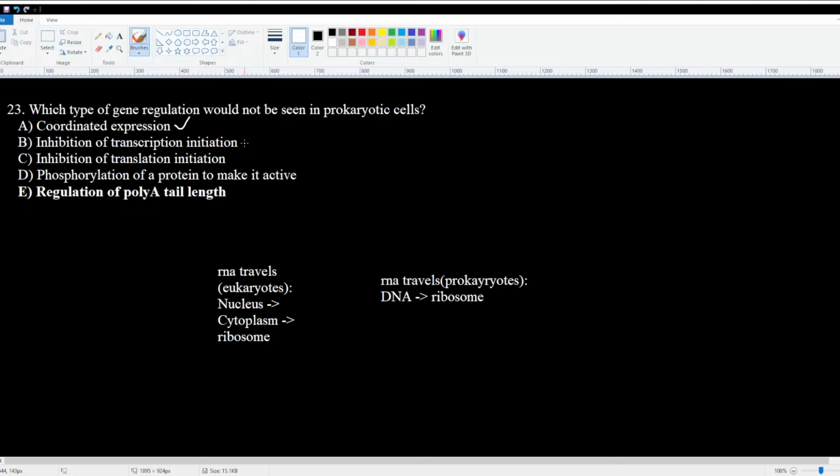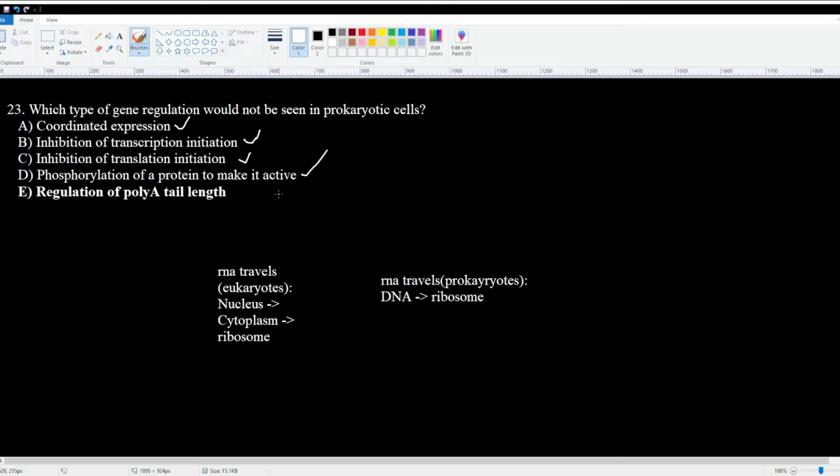Inhibition of transcription initiation, that one happens in prokaryotic cells. We went over operons. And inhibition of translational initiation, that one also happens because transcription and translation happen simultaneously, so they have to happen together. If we inhibit transcription, then we're also inhibiting translation. And then phosphorylation of a protein to make it active, well, that happens in every single cell.